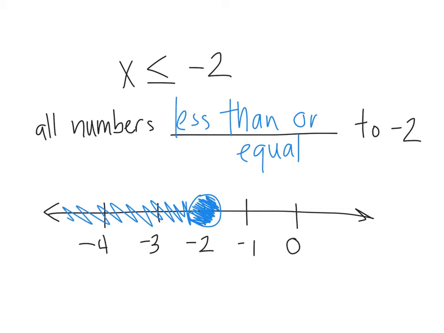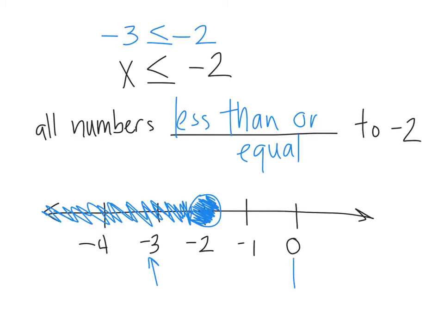Now we can always test a value. We can say, well, what if x was -3? Would that work? And so we go back up here and we check it. Is -3 less than -2? And the answer is yes. So that means I know I shaded the correct side of my number line.